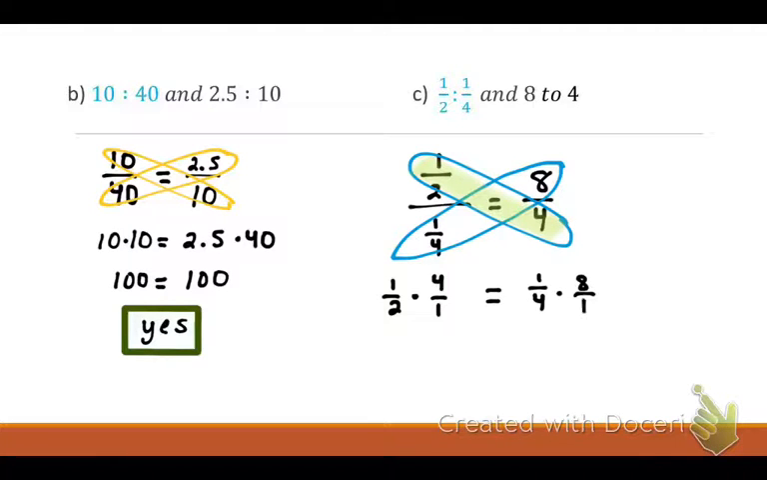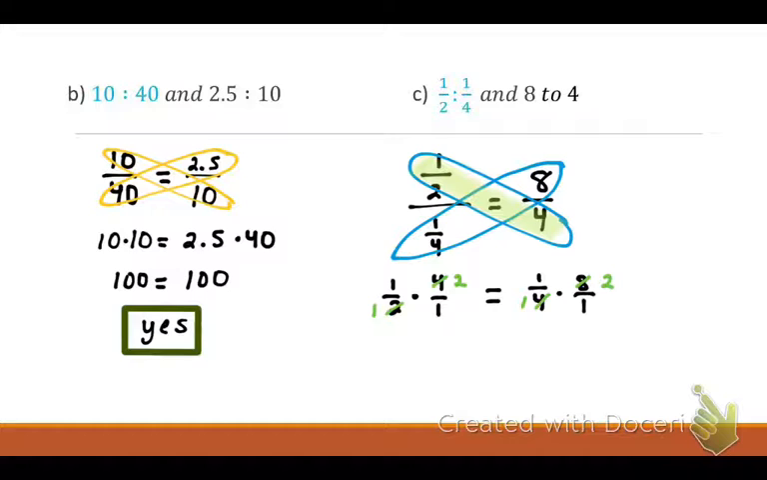Excellent. Autumn, can I cross reduce anything? No. On this left side, is there anything that goes into a 2 and a 4? Oh, yes, 2. So what do they become? 2 and 1. Very good. What about the right side, Autumn? 2 and 1 again.